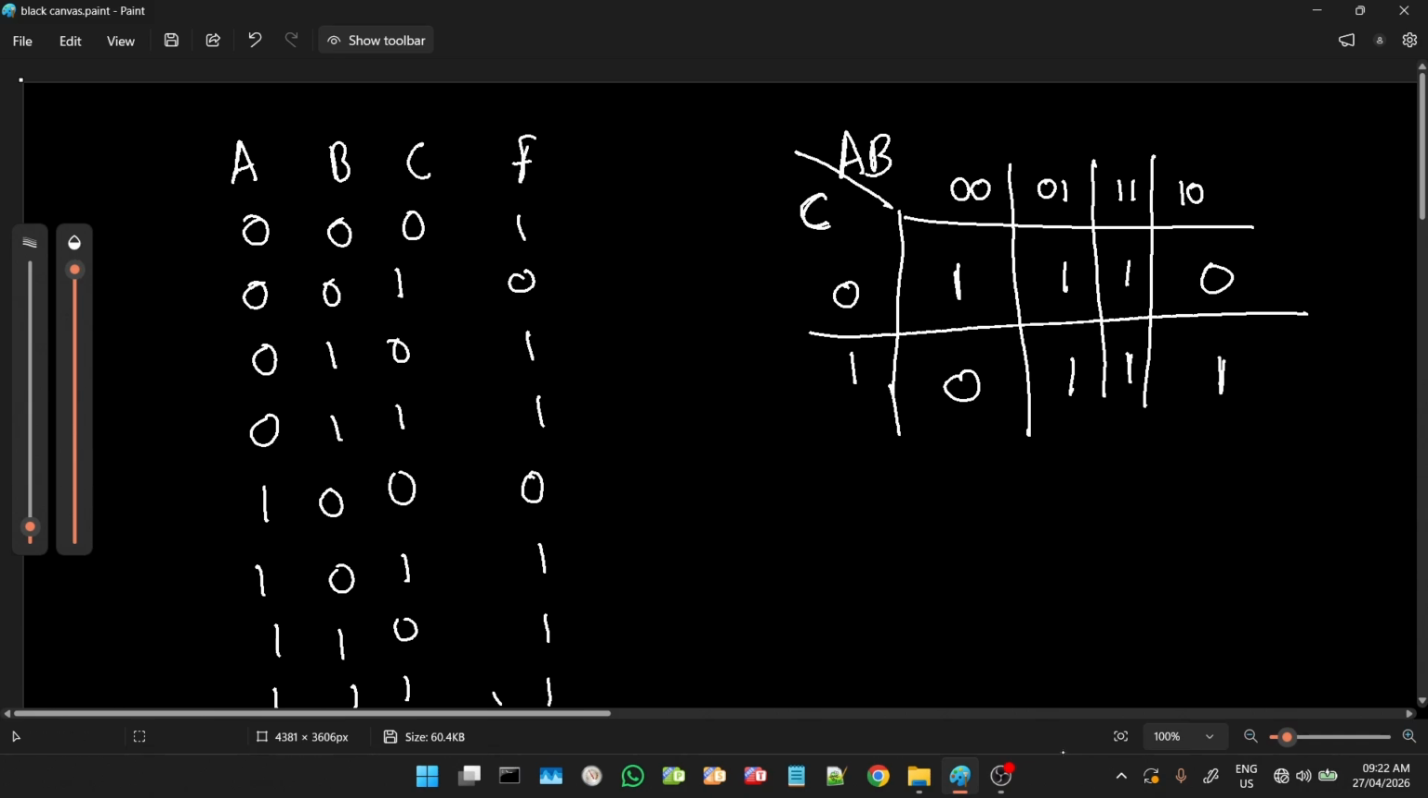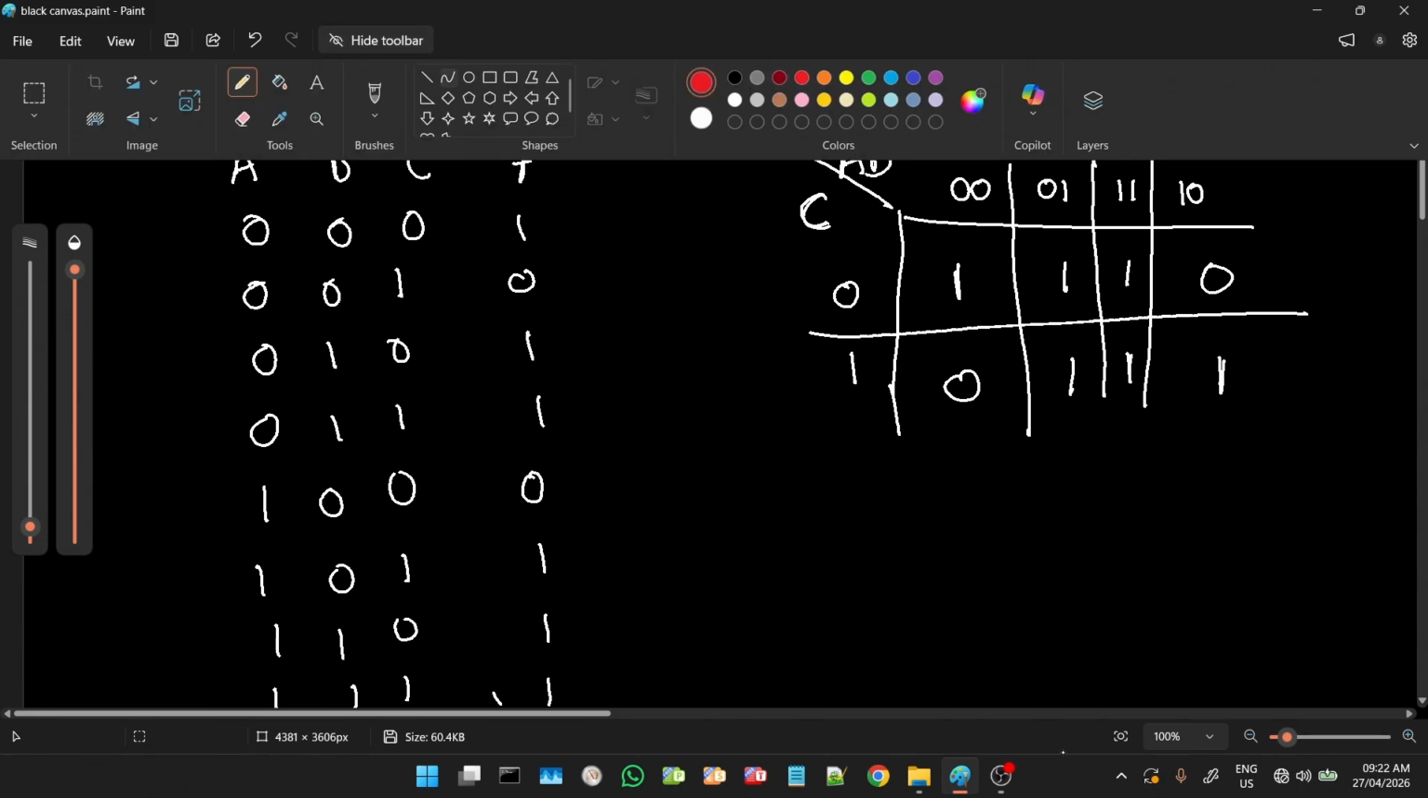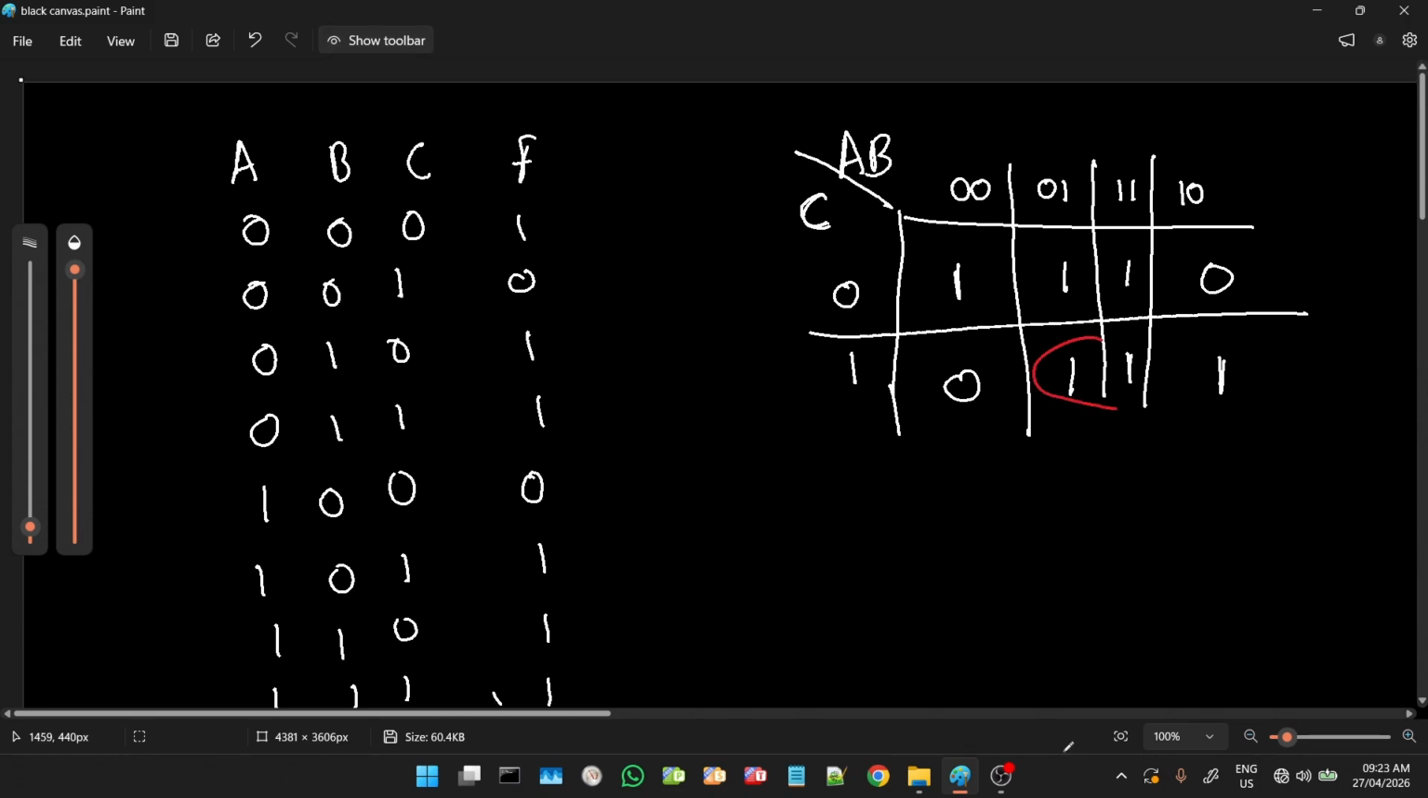So as per the rules, you can't circle 3s, 2 pairs of 3s. That is not right. You can do something like this. You also cannot go diagonally. It should always be horizontal or vertical. So what do you think is the best way to do this?